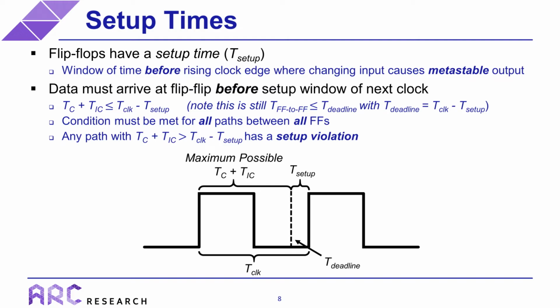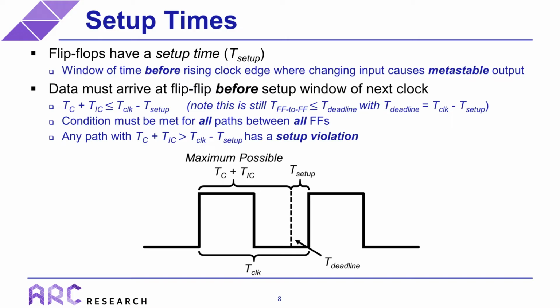All right, so here is where we start to add real complexities to my original simplified definition. So one thing that original definition ignored is that flip-flops have something called a setup time. This is a small window of time before a rising clock edge where the input to the flip-flop cannot change. If it does change during the setup window, the output of the flip-flop becomes what's called metastable, which is problematic and what we want to avoid. So the implication of this setup time is that we don't just need data to arrive at a destination flip-flop before the next clock edge, which was our original simplified definition. We need it to arrive before the setup window of the next clock edge.